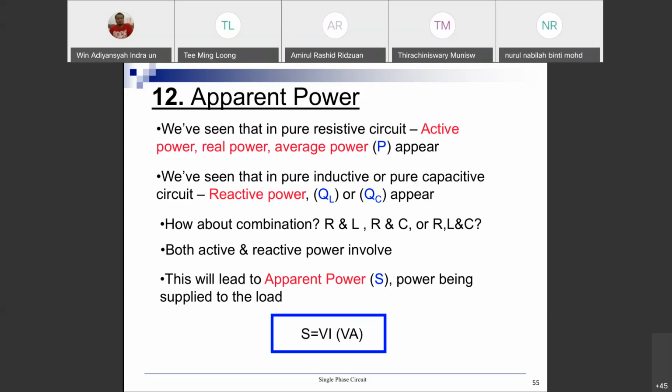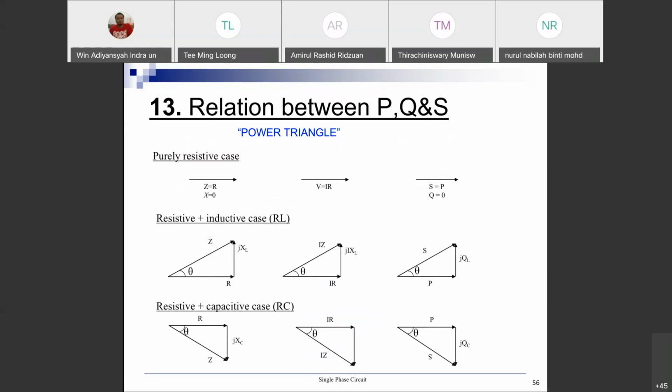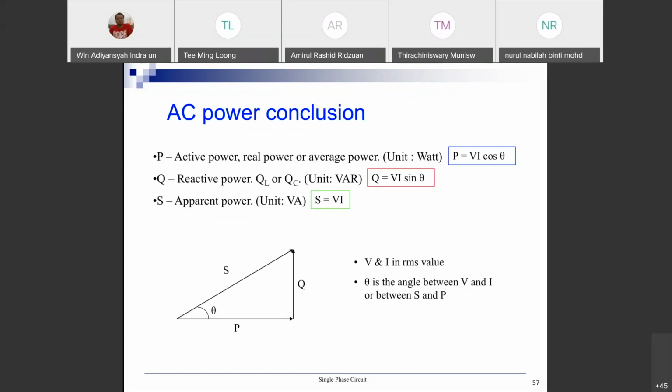Okay, VI, the formula is VI, same. Okay, this is a relation between P, Q, S. P is average power, Q is reactive power, S is apparent power. For P resistive, S equal to P, Q equal to 0 because there is no inductor and capacitor, and so on.